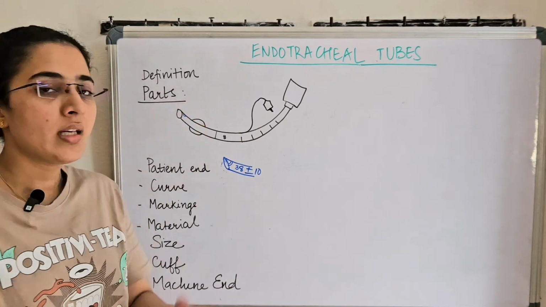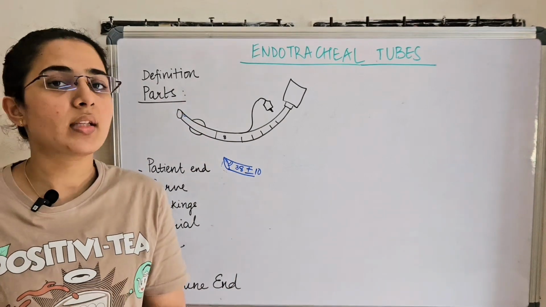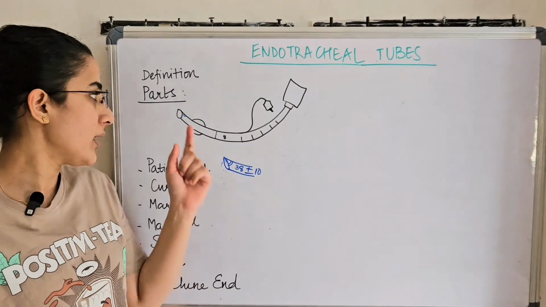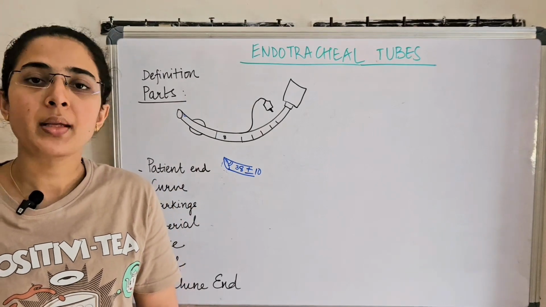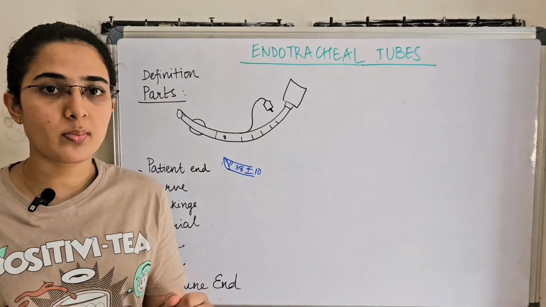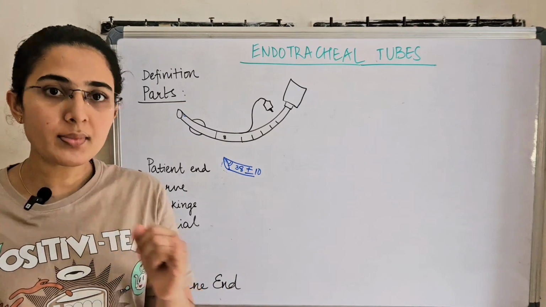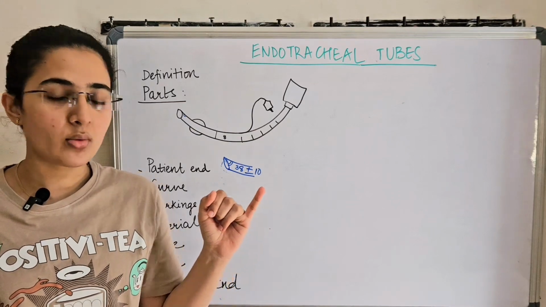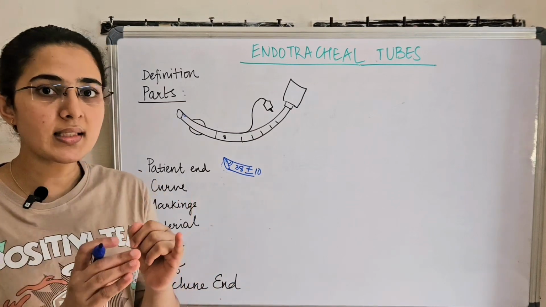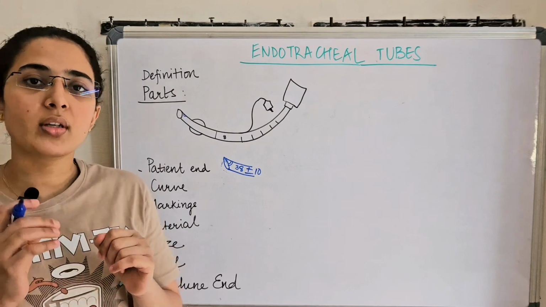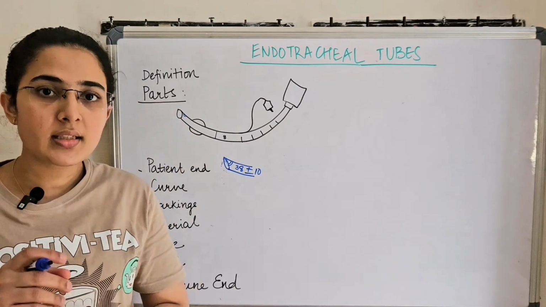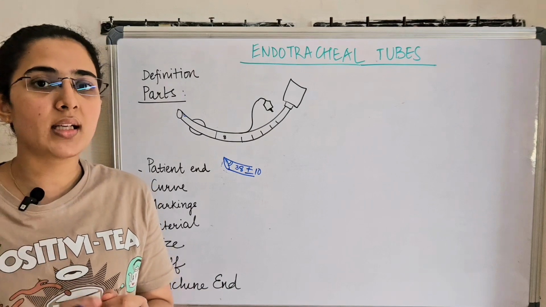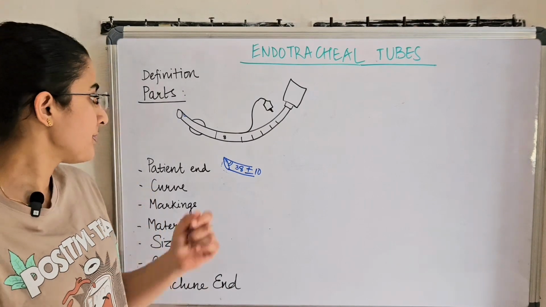This bevel is basically a port for delivering of these gases, and also it facilitates the insertion of this endotracheal tube. So when we do a laryngoscopy, we push or sweep the tongue from the right side of the mouth to the left. So we create a space on the right side of the mouth for insertion of this endotracheal tube. The bevel facilitates and also helps to visualize the tube along its path.